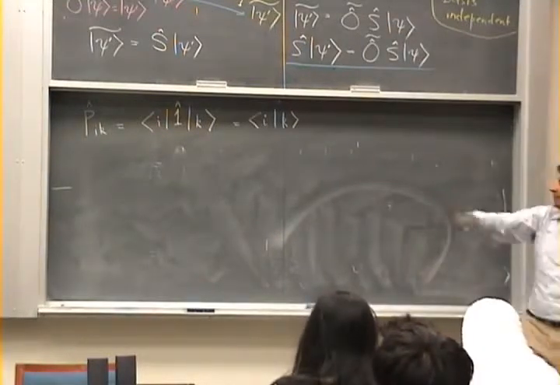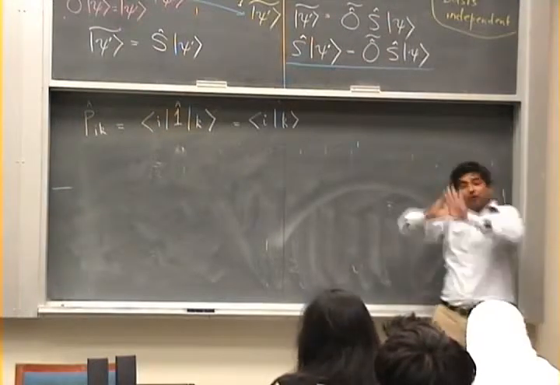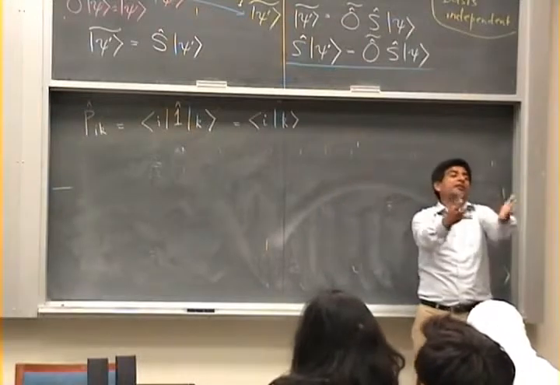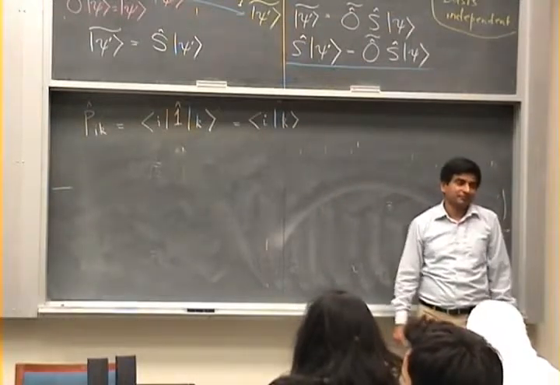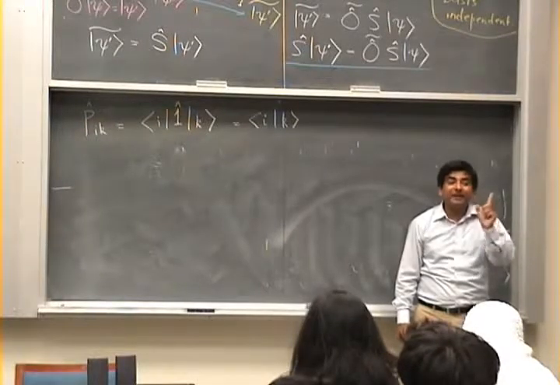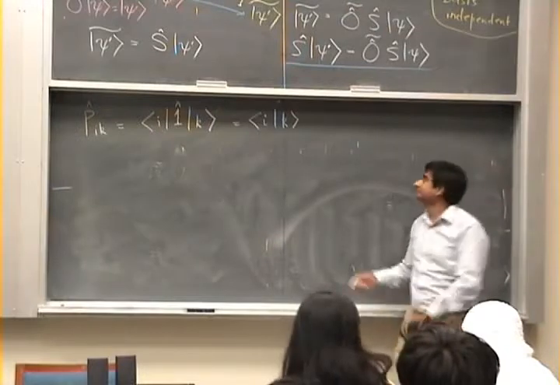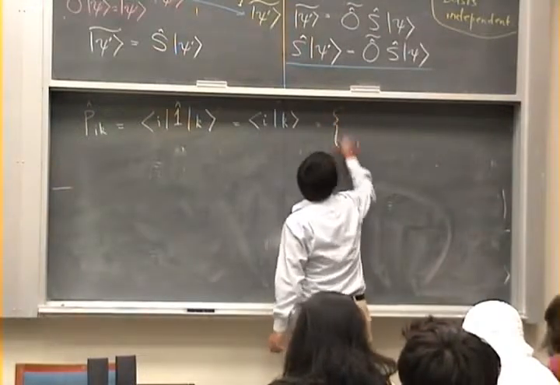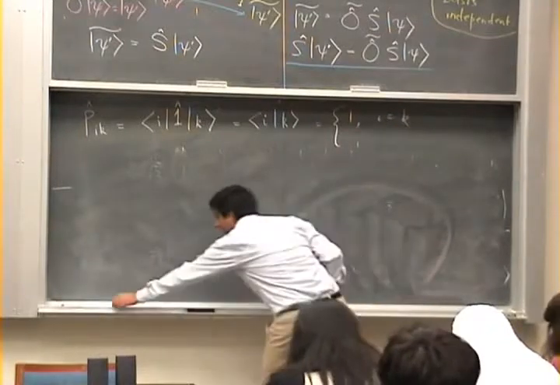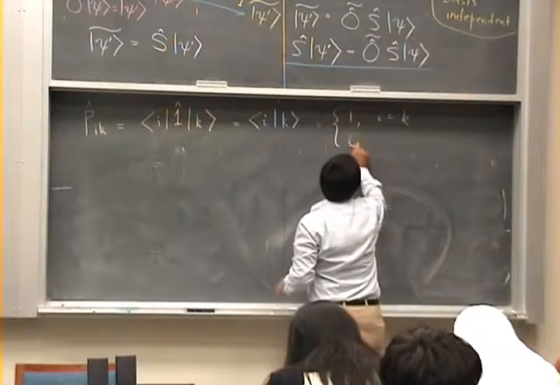Now tell me, this inner product. Now these are both vectors in the old basis, ket i and ket k. What will their inner product be? Zero if they are orthogonal. If i equals k, this is 1. So it's 1 if i equals k, and it's zero otherwise.